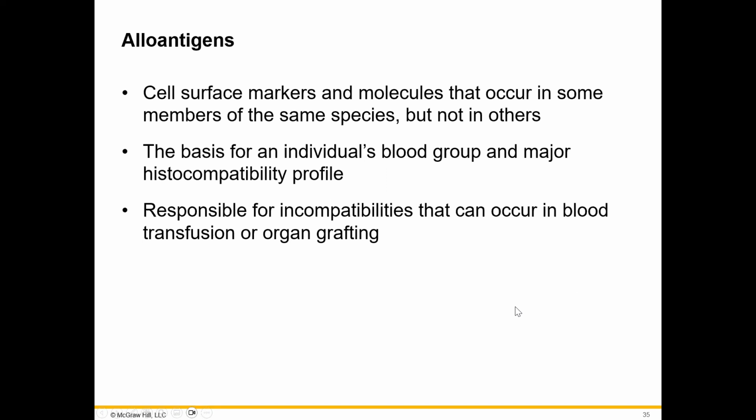Alloantigens. Because each human being is genetically and biochemically unique, unless we're talking about identical twins, the proteins and other molecules of one person can be immunogenic to the other.